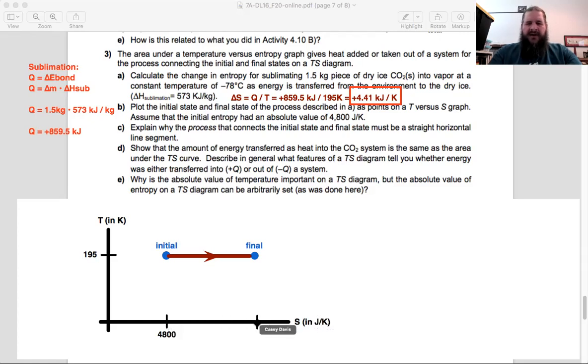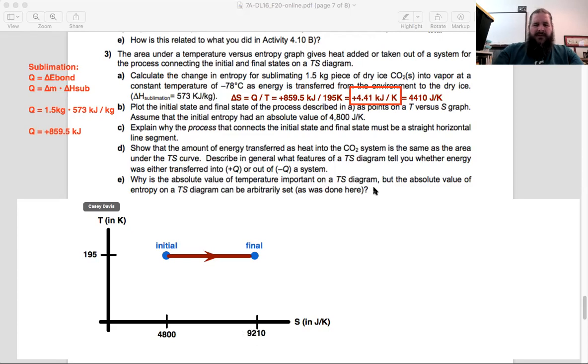And then how do we figure out the final entropy? Yeah, we'd add the 4,410 because we could convert that. We originally wrote it as kilojoules per Kelvin. We can rewrite that as 4,410 joules per Kelvin. So we fill that in. 4,800 plus 4,410 would be 9,210. So the final entropy would be 9,210 in joules per Kelvin.